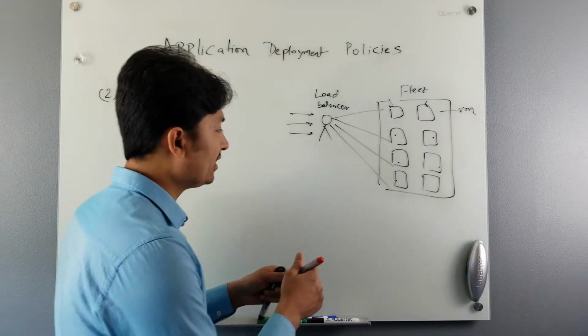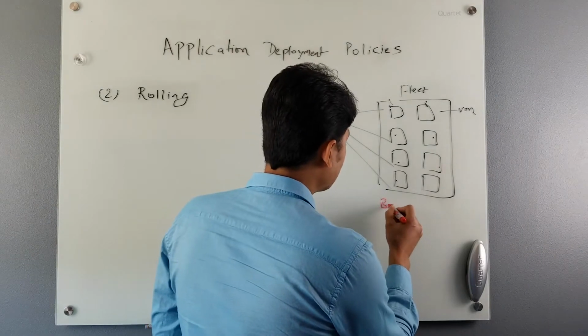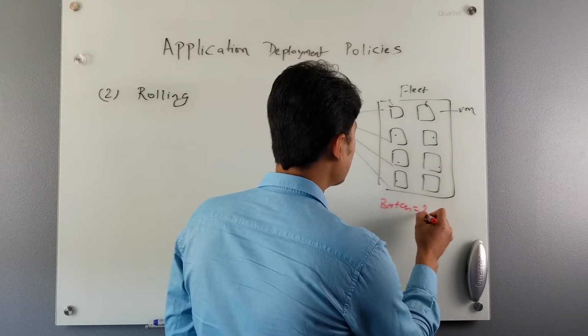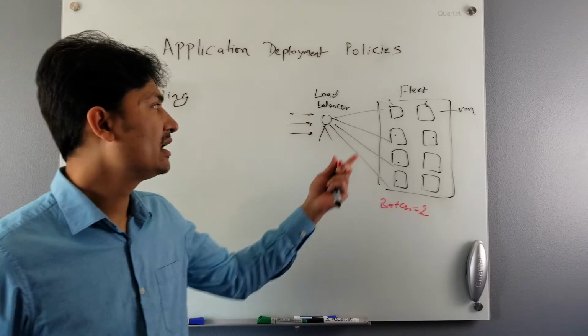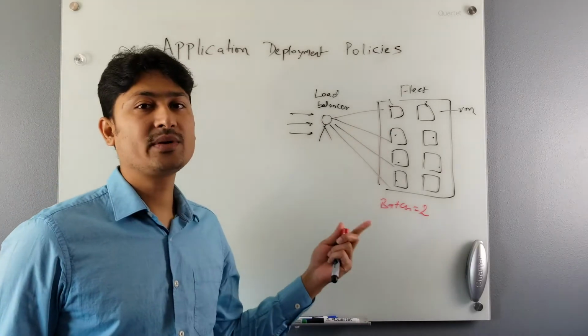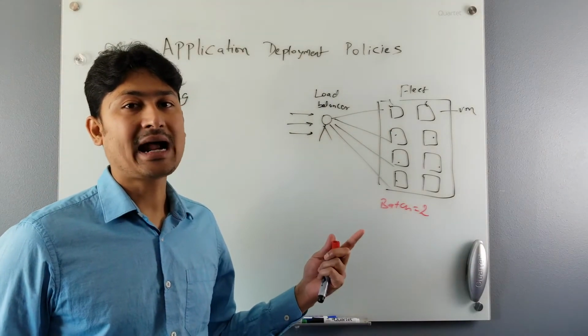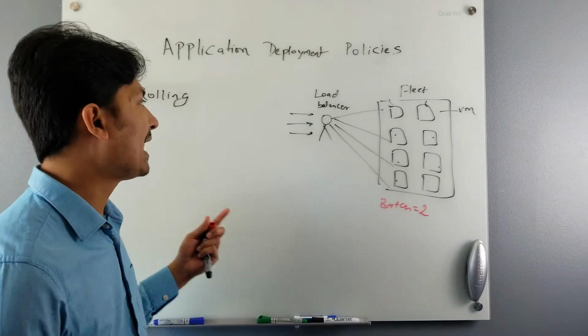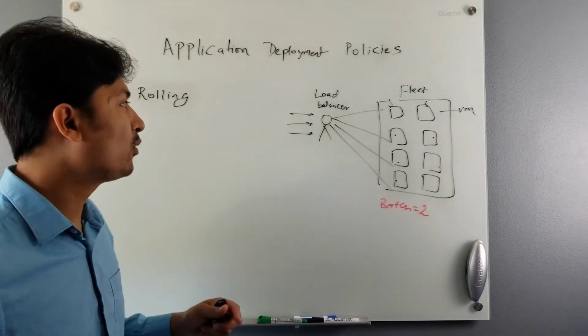So here, suppose you pick a batch size of 2. That means you want to perform the deployment on 25% of your fleet at one point in time. So what will happen in the case of rolling deployment?